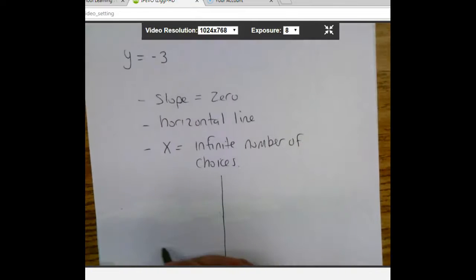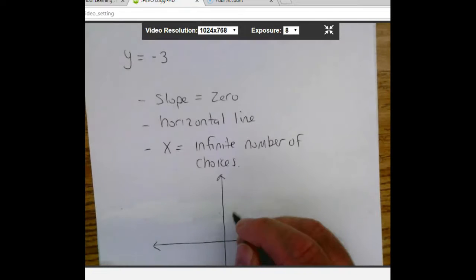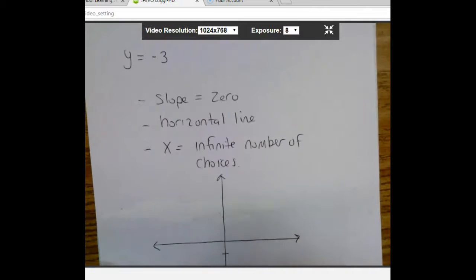So if I just have a basic, I won't use the graph paper for this one. And then y is negative 3, so we're going to go down 3. And then we'd have a point here. And we know whatever x is, y is always negative 3. We'll put a couple points in.